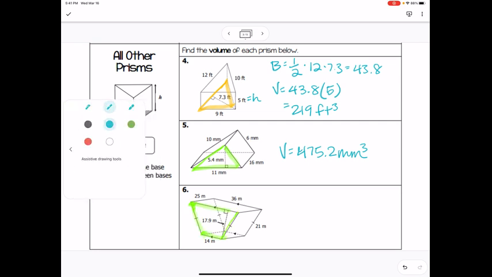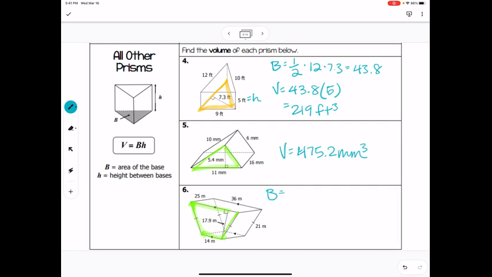The formula for area of a trapezoid, since that is my big B, that's going to be my 1/2. I'm going to add together my two bases, which are my parallel faces. You have done a problem similar to this for the surface area. And so I'm going to take 14 plus 36 there. Those are my two bases of my trapezoid. And then I'm going to multiply that by my height of my trapezoid, which is 17.9. And that does come out to 447.5. So that's my big B.